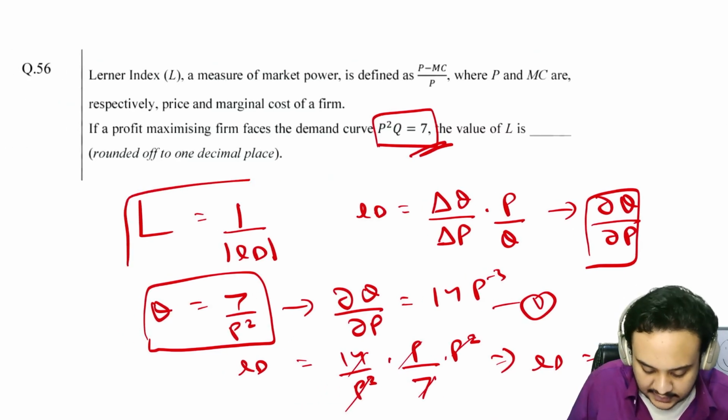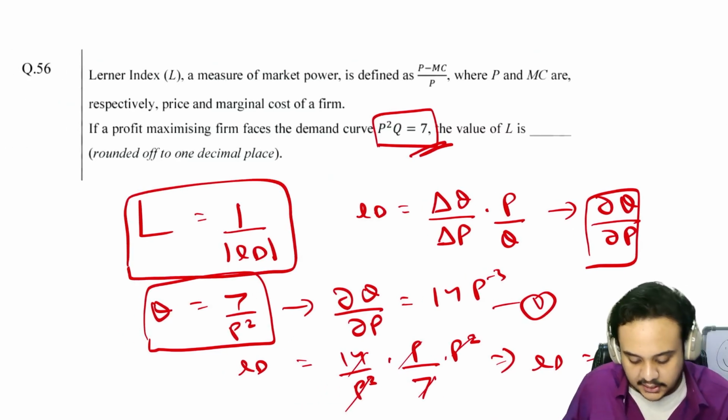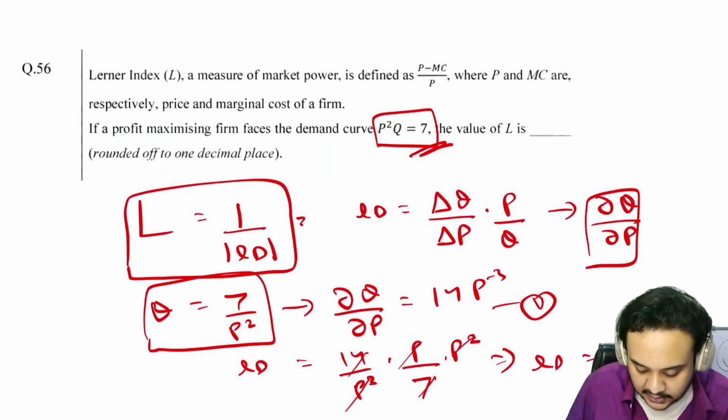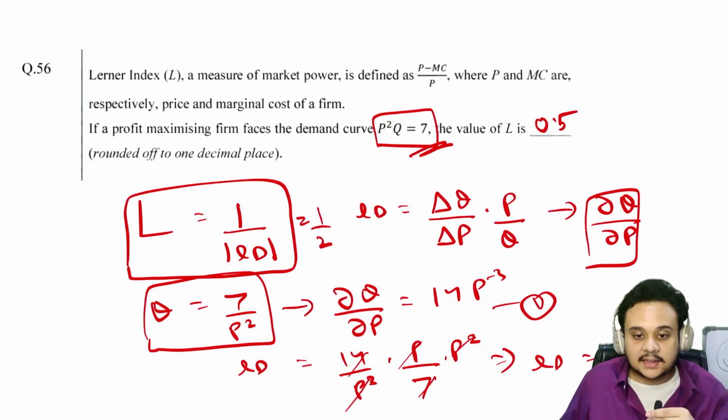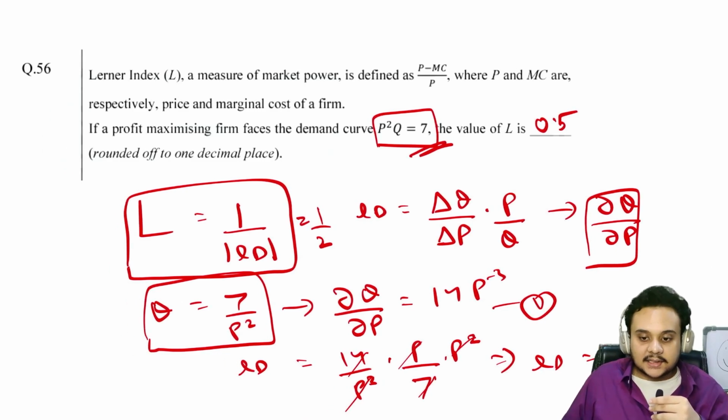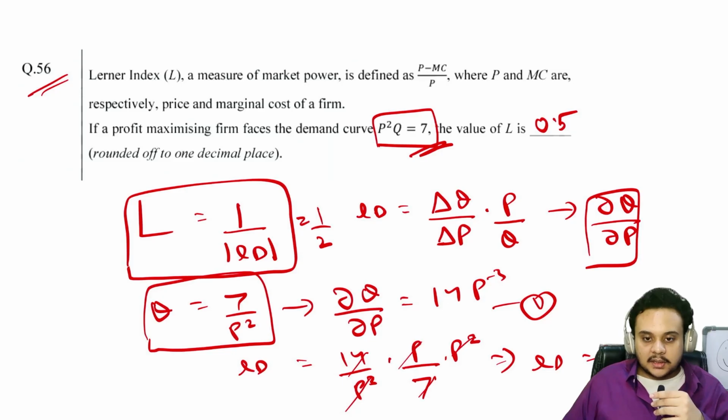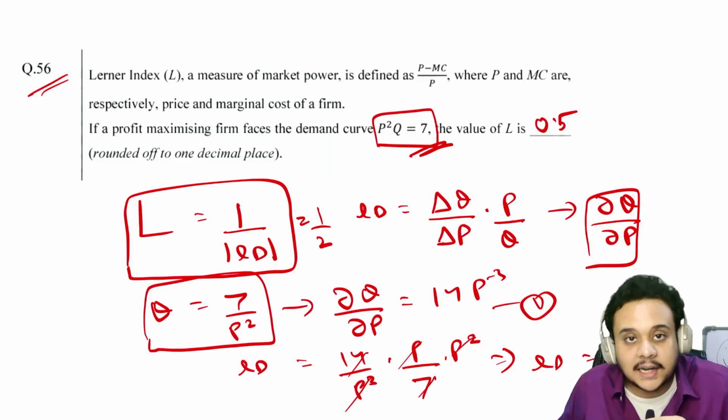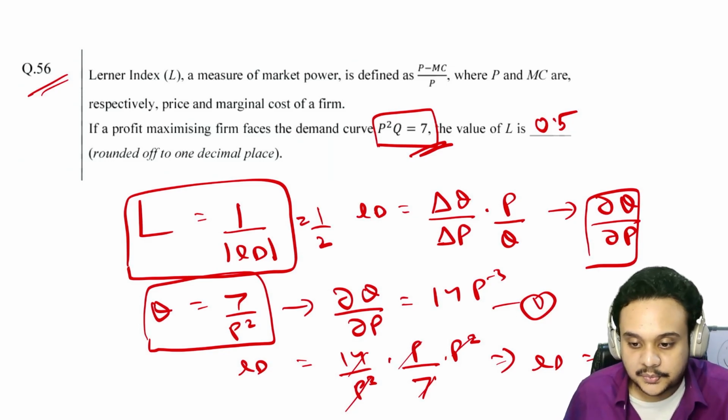And now we know that the Lerner's index is nothing but 1 upon elasticity of demand. It is 1 upon 2. It is equal to 0.5. Very easy, very simple question, and this came for 2 marks. As you can see, this is the 56th question in the paper, and this was for 2 marks. So these are free marks. You cannot let these marks go, right?